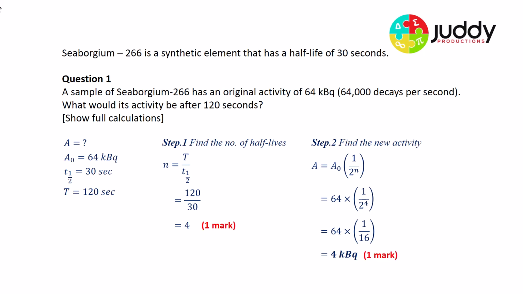We'll give you 1 mark for finding the number of half-lives correctly, being 4, and the final mark for finding the new activity after 4 half-lives, that is 120 seconds, of 4 kilobecquerel.